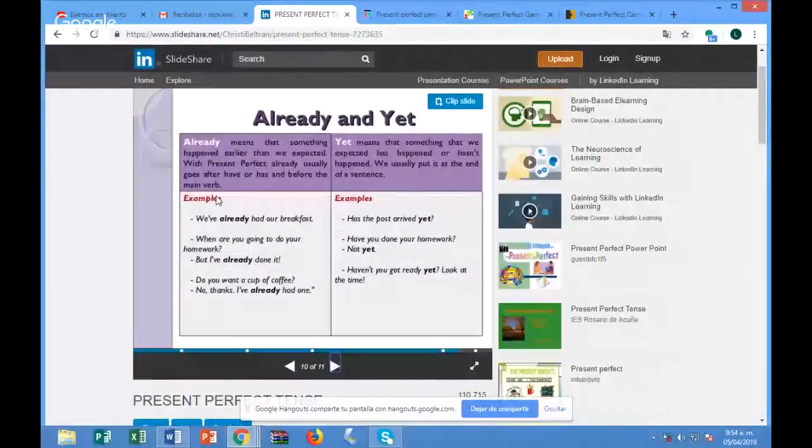This one I don't want to explain, but this one. Already means that something happened earlier than we expected. With present perfect, already usually goes after have or has and before the main verb. We have already had our breakfast. We've already had our breakfast, already close to the third verb, okay? When are you going to do your homework? But I have already done it. Do you want a cup of coffee? No, thanks. I have already had one. So this means that this person already had a cup of coffee. Okay. Yet means that something that we expected has happened or hasn't happened. We usually put that at the end of the sentences, as I mentioned before. Okay.